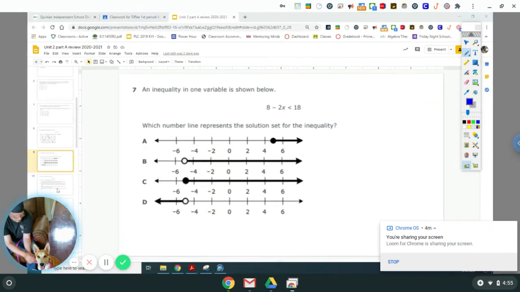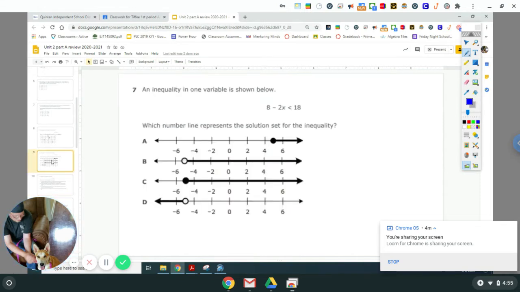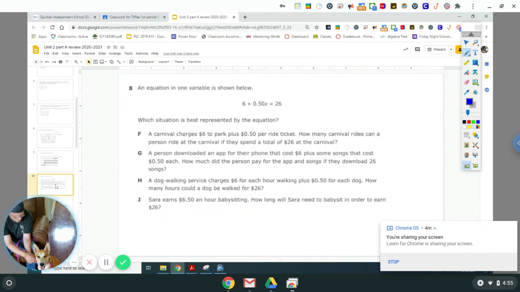All right, number 8. Sorry. So number 8, an equation is in one variable as shown below. Which situation is best represented by the equation 6 plus 0.50x is equal to 26? So the answer to number 8 is F. A carnival charges $6 a park, plus the additional 50 cents per ride, equals a total of $26.